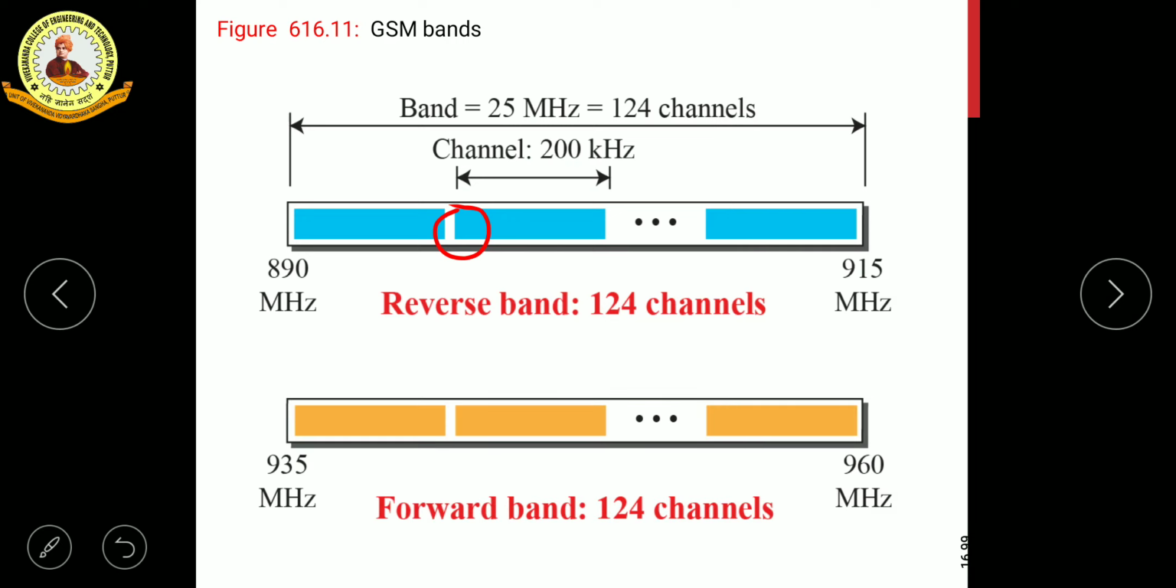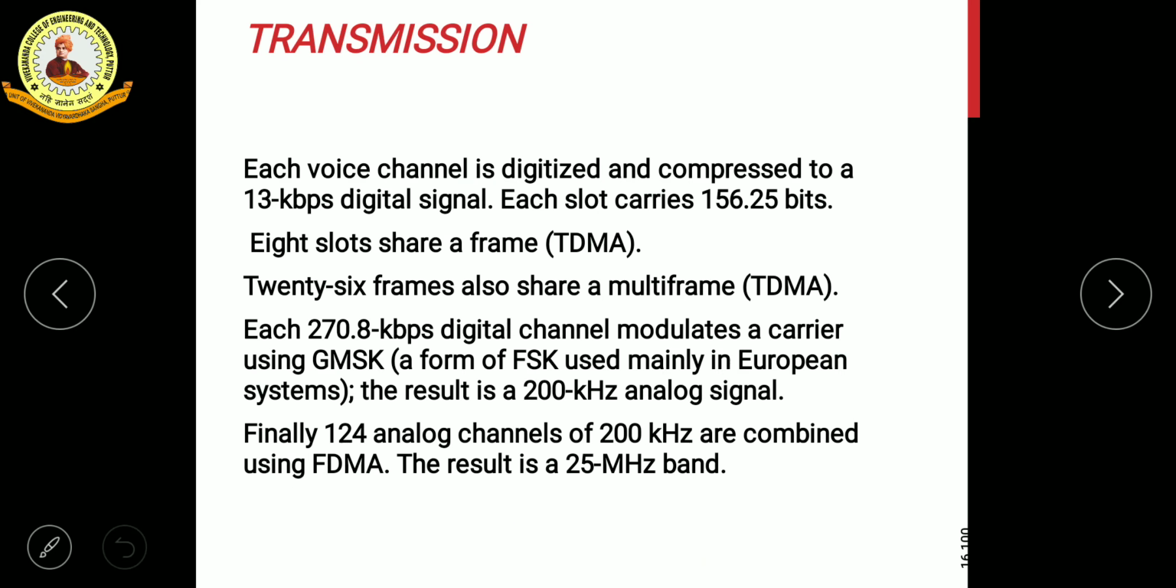So this is the range 890 to 915, that is the reverse band. 935 to 960 is the forward band. Transmission: each voice channel is digitized and compressed to a 13 kilobits digital signal. Each slot carries 156.25 bits, only 156.25 bits. So each slot shares a frame using TDMA. Then 26 frames also share a multi-frame, again using TDMA, right?